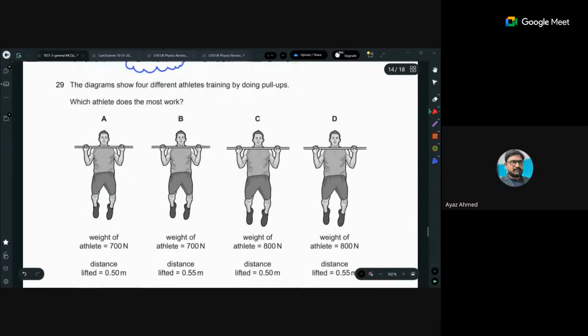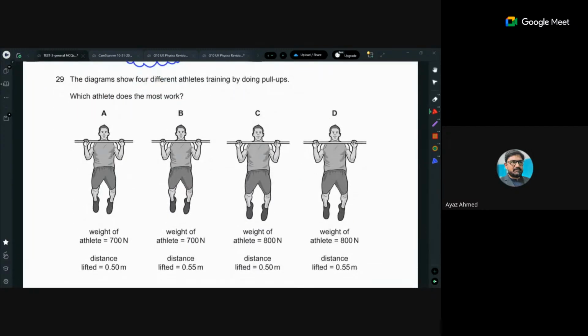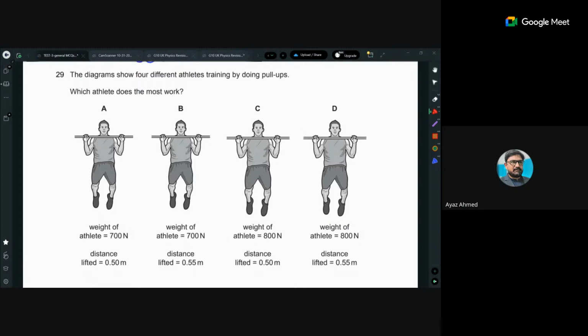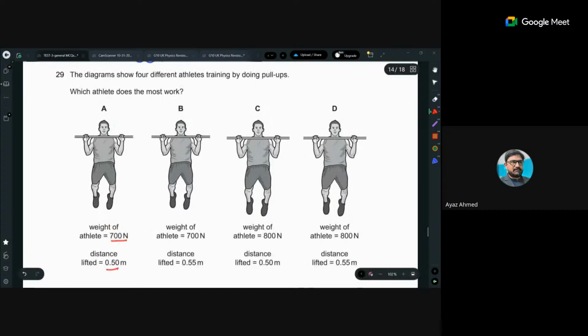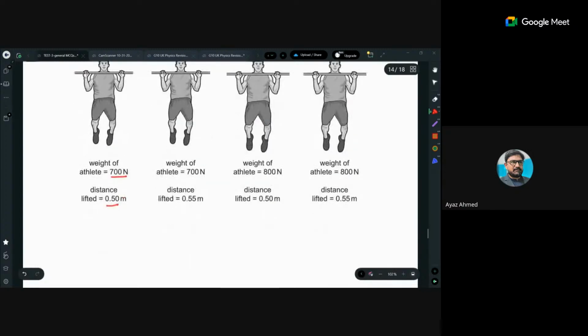Then question 29, the diagram shows 4 different athletes training by doing pull-ups. Wow, pull-ups. Which athlete does the most work? Their mass was given. Yes, the weight of the athlete is 700, distance is 0.5. Just multiply everything. Yeah, multiply it. Which will give you the most number? I believe this one. Simple, right?